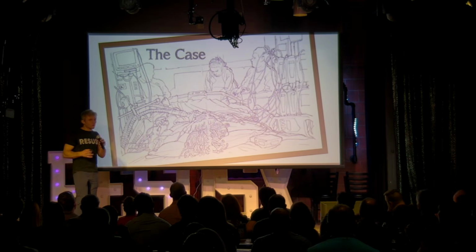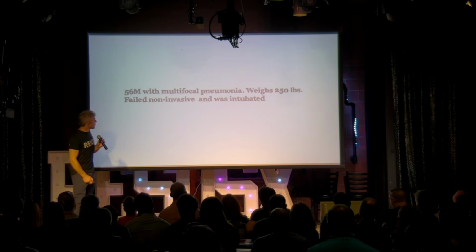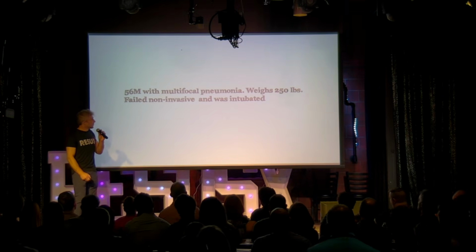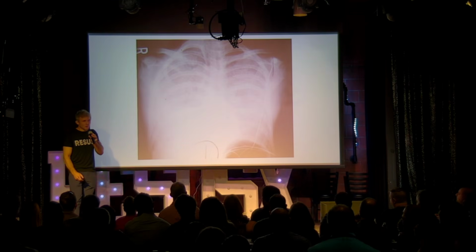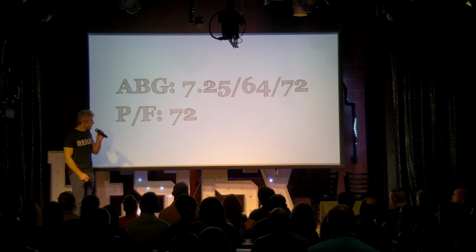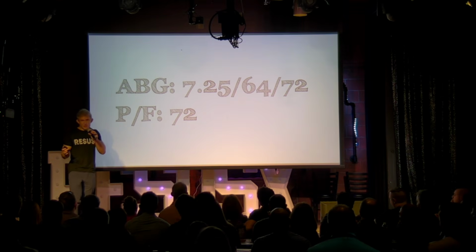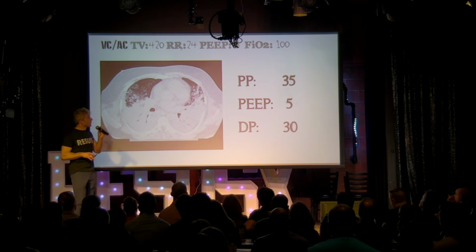Okay, so let's talk about how you actually use this clinically. Imagine you have a patient, 56, multifocal pneumonia, 250 pounds, failed non-invasive ventilation and was intubated. There's your x-ray. It's not great, right? And so you put him on the ventilator. There's your ABG and your P/F ratio. This guy's an ARDS, right? So here are your vent settings: tidal volume 420, respiratory rate 24, PEEP of 5, and FiO2 of 100%.